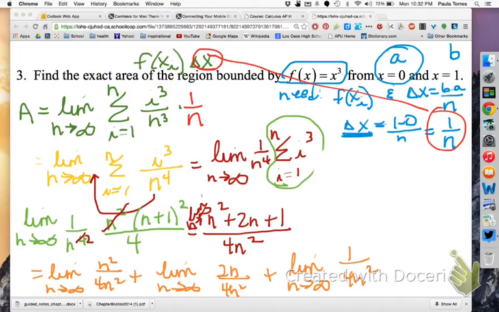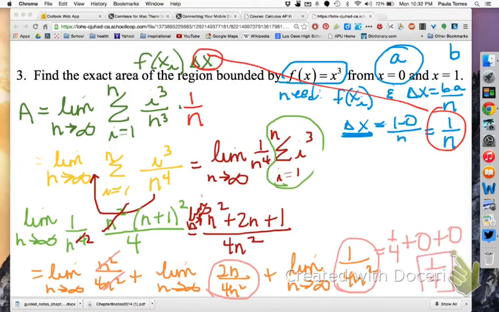So the first one, since the degrees are the same, I could actually just cross them out. And I get 1/4. And then the next piece, the numerator's smaller, so that's 0. And the last piece, the numerator's smaller, so that's 0. So I get a grand total of 1/4. Yay!